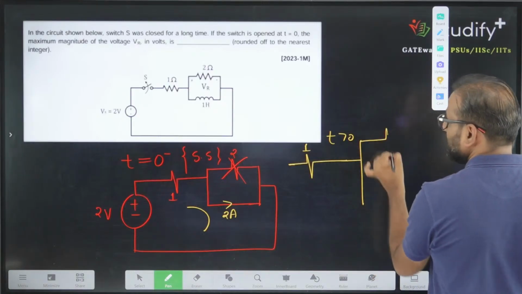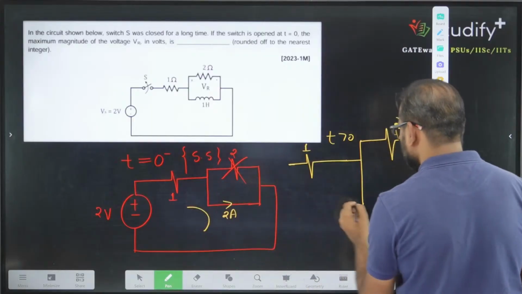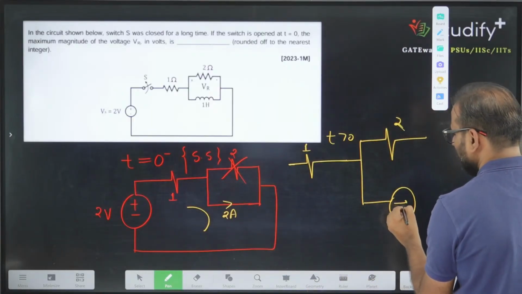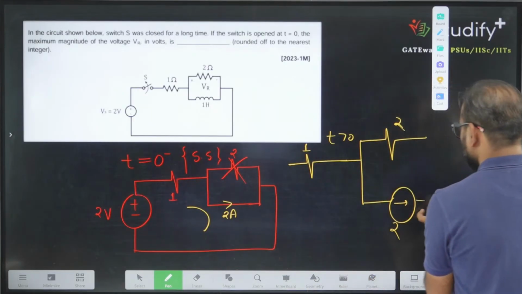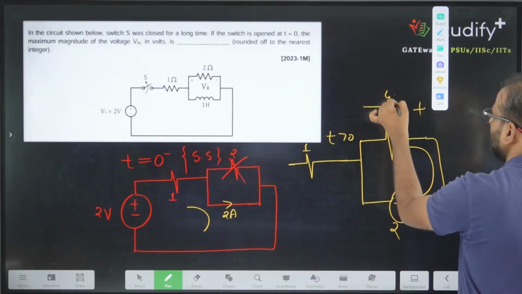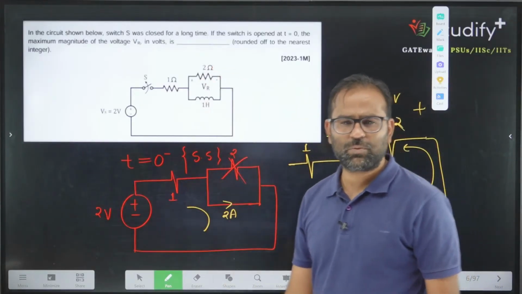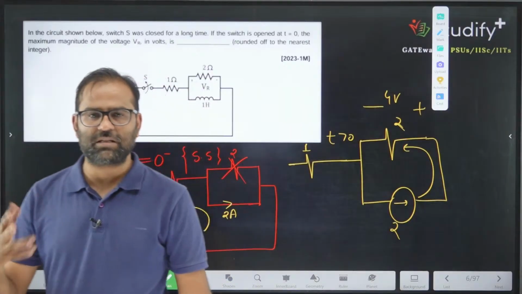And this value is 2. And what current do you have? The current is in this direction. And what is the value of this current? 2 ampere. So this 2 ampere will enter into this. So this will be plus minus 4 volt. But here they are asking with opposite polarity. So the answer is minus 4 volt. These are very easy questions if they are asking for the initial conditions.